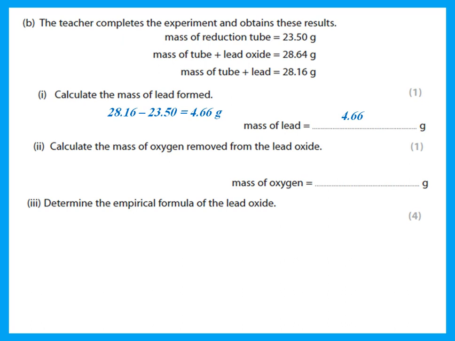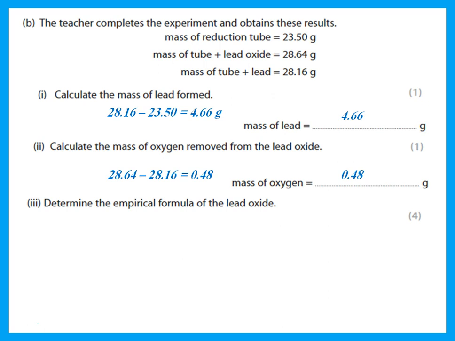Then what is the mass of oxygen? Well, the mass of oxygen is the difference between the one with lead oxide and the one with just lead. So it is the difference between the tube plus lead oxide and the tube plus lead. So that gives me a mass of oxygen of 0.48. Then he says determine the empirical formula.